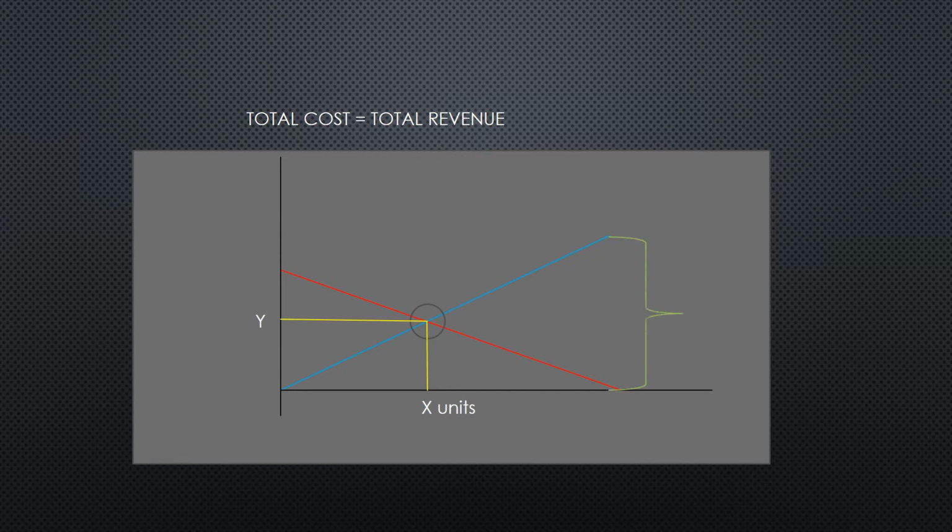The area under the revenue line and above the total cost line represents the profit corridor, emphasized by the green bracket. On the other side of this, we could see under the total cost line and above the revenue line is our loss corridor. This is emphasized by the orange bracket.